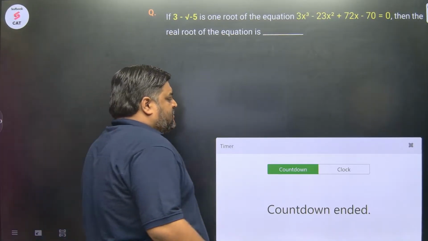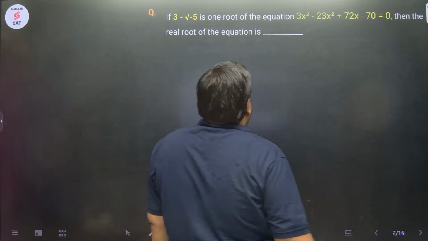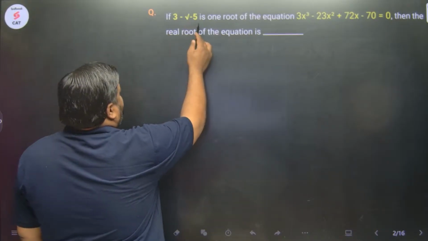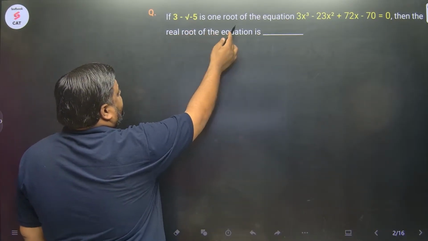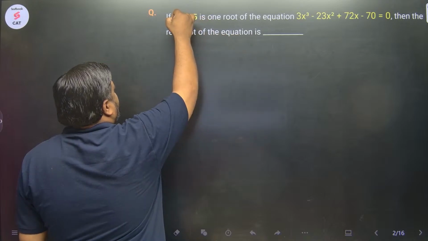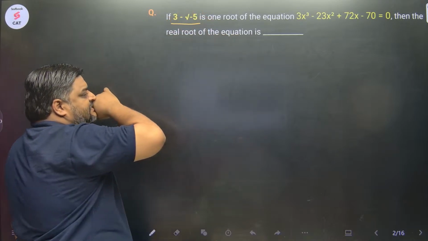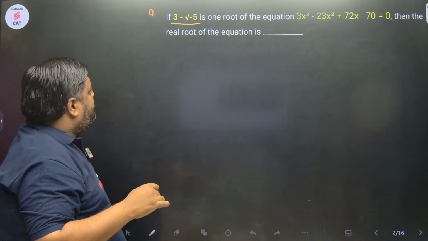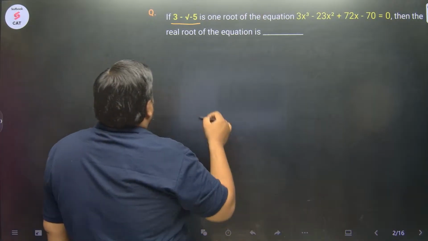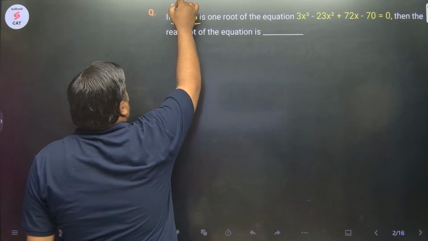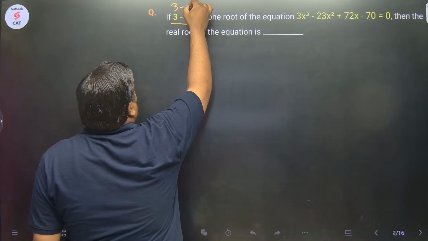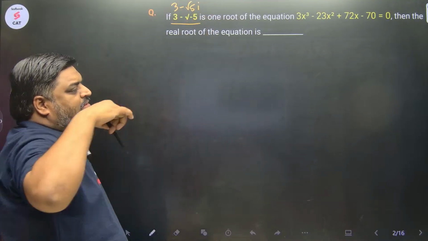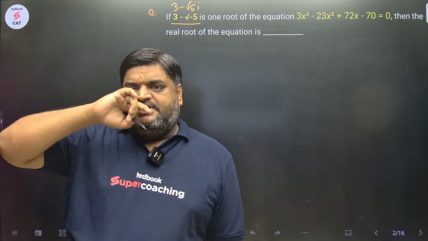Okay, chalo, let's try this question. Now the question says that 3 minus root of minus 5 is one of the roots of the equation. So this is nothing but a complex root. This is a complex root, 3 minus... So this can also be written as 3 minus root 5i, right? 3 minus root 5i.